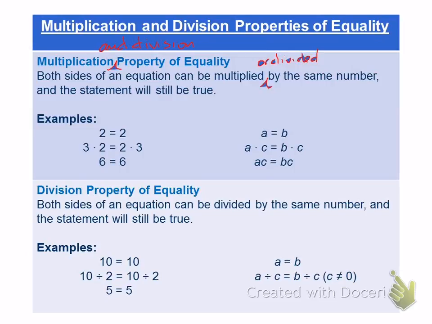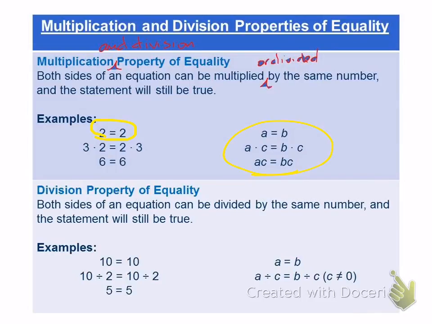The multiplication and division property of equality says, you don't need to write this down, both sides of an equation can be multiplied or divided by the same number and the statements will still be true. Here's an example that shows that. On the left we have an equation, right? 2 equals 2. Is that a true equation? Yes, everything is equal to itself. That's the reflexive property of equality. If I multiply both sides by 3, I get 6 equals 6, which is still a true statement, right? And it works for variable expressions too. If A equals B, then we can multiply both sides by C and we get AC equals BC. It works for division also.